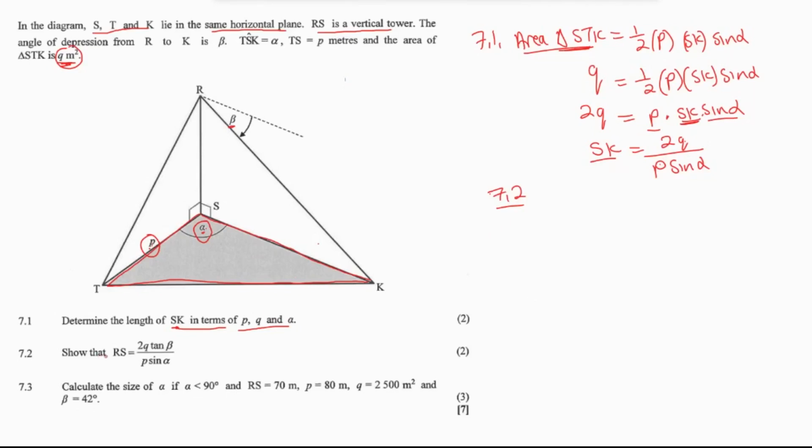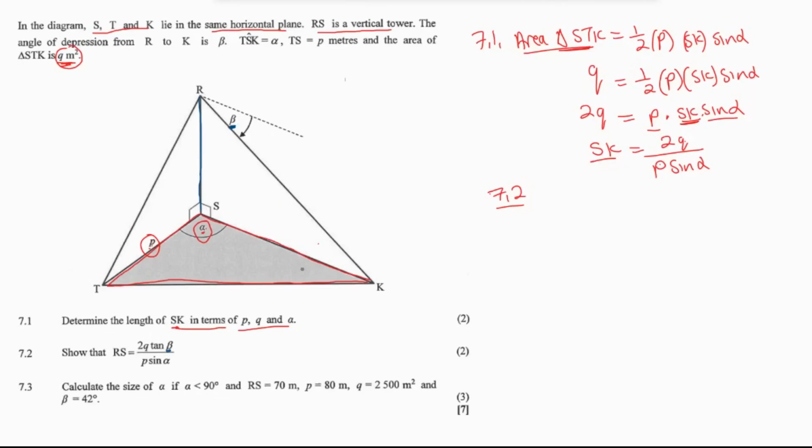7.2. Show that RS is equal to 2Q tan beta divided by P sine alpha. So we're looking at RS, which is this. That's what we're looking for. And then RS equal to 2Q tan beta. So we have to bring in angle beta there. Right? So we have angle beta, which is this.